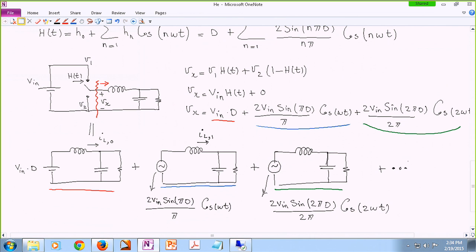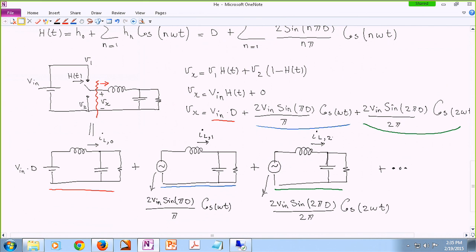Depending on how accurate my response needs to be, I have to keep adding other components to it. So this one would give me the second harmonic in the current waveform, which is the ripple. Then once I have the current information, I can find, for instance, the output voltage information and things like that as well.